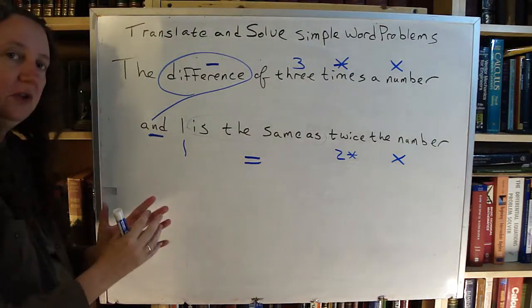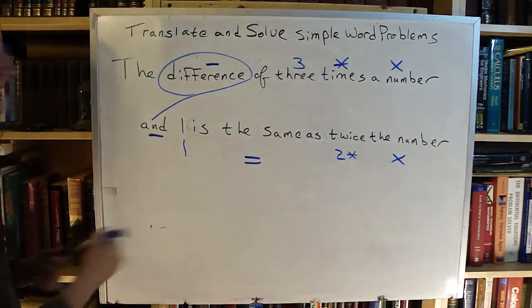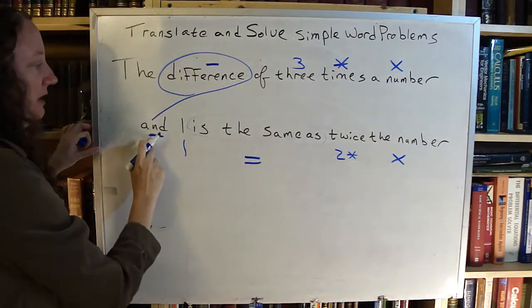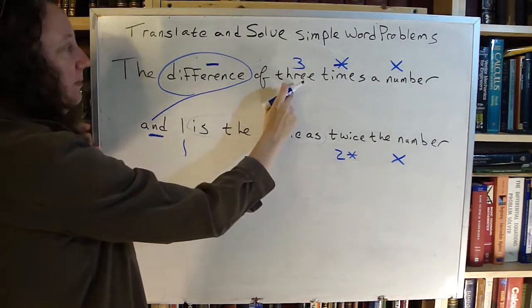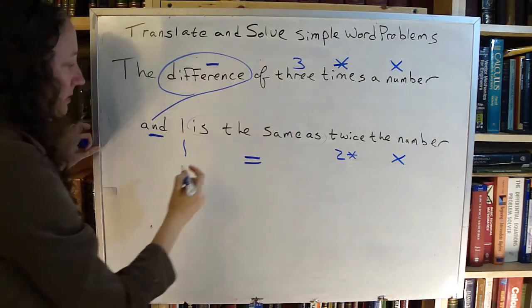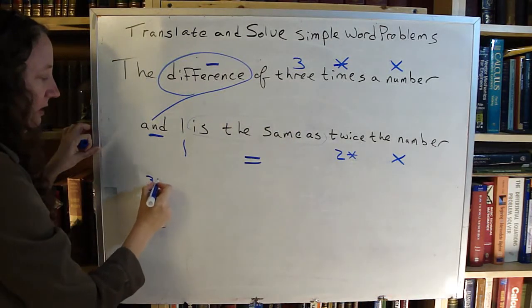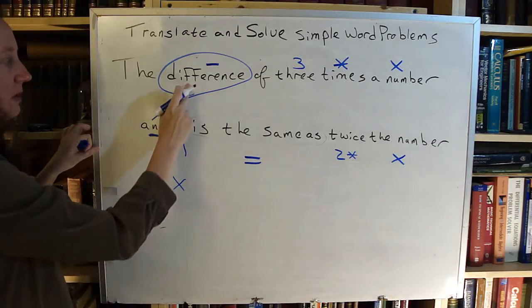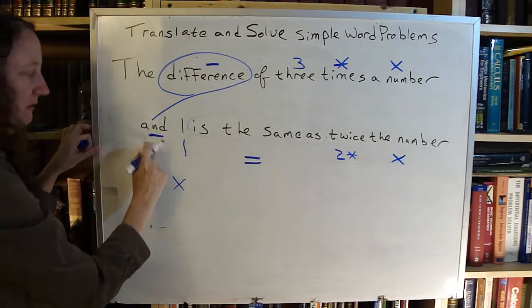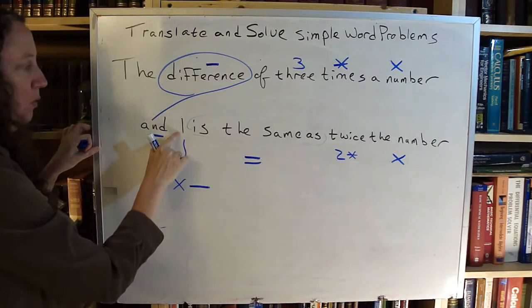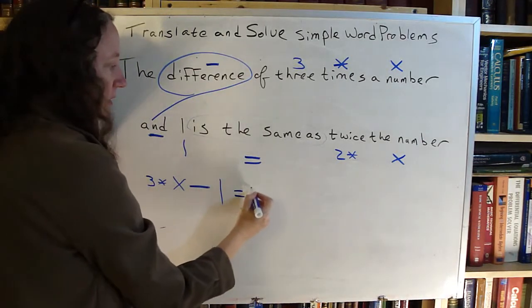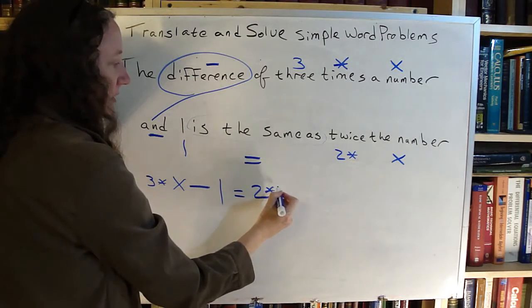So I'm going to draw this together a little bit. Okay, so difference gets moved down to here. So I'm starting with 3 times a number. Now I get my word "and" to tell me where to put my difference. 1 equals 2 times the number.